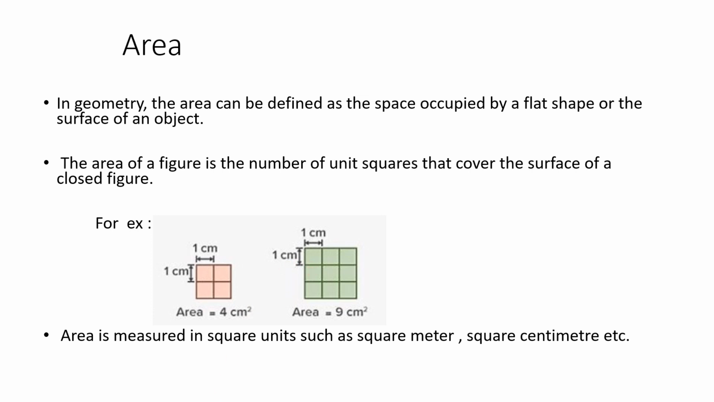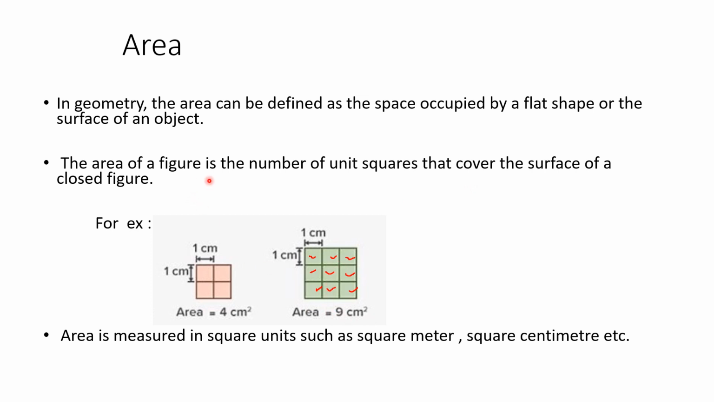Let's count here second one. How many unit squares are there? So here 1, here 2, this is 3 and 4 and here 5 and 6 and this is 7th one, and this is 8th one, this is 9th one. So total how many unit squares are there? 9 unit squares. So what will be the area? Area will be 9 centimeter square.